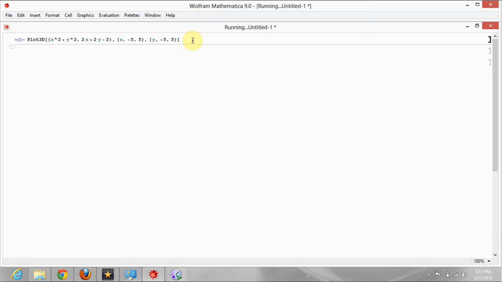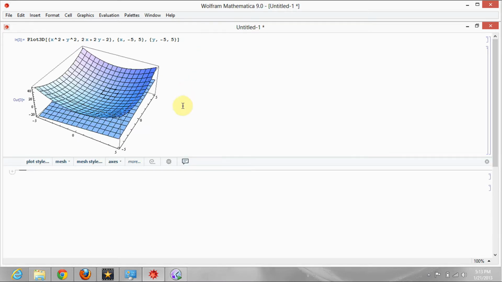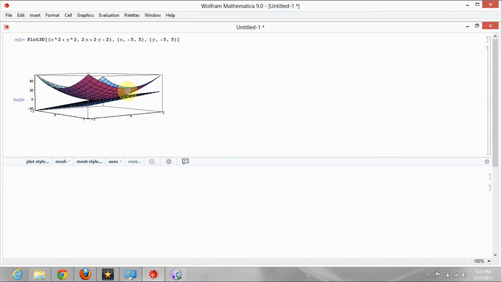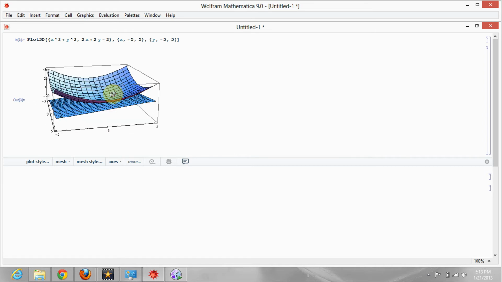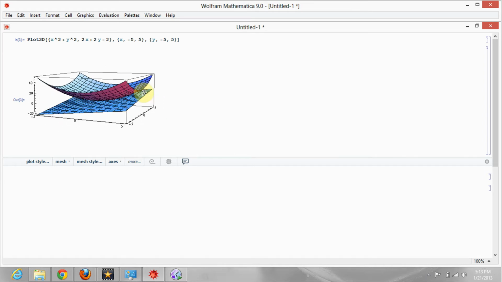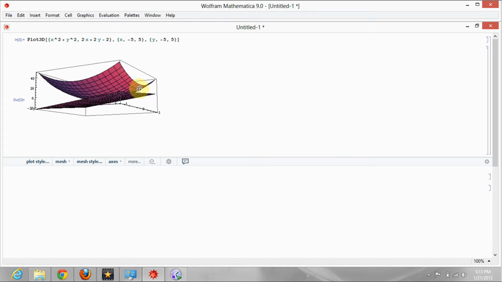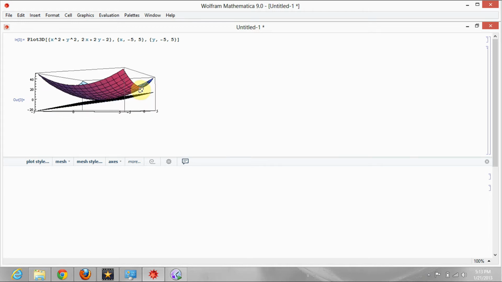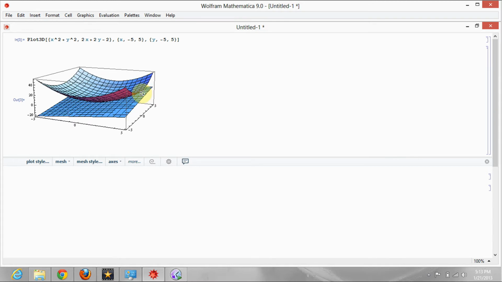Shift enter to evaluate. We look at our plots, and if we move things around, we notice that this really does appear to be the tangent plane at the point in question. So our method of using the gradient vector, that is f sub x and f sub y, to calculate the equation for a tangent plane certainly appears to have worked.